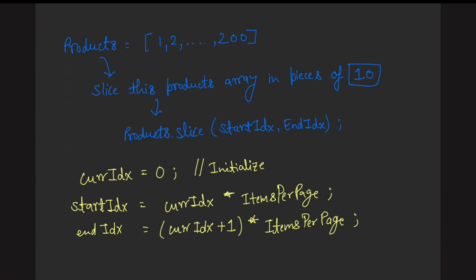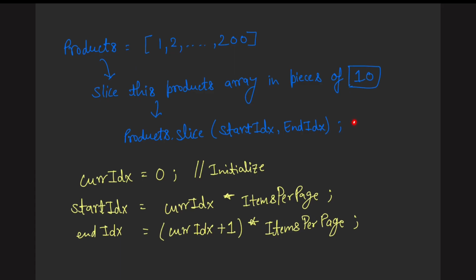Now let's look at the core logic of the problem. Let's say we have this products array, with around 200 elements, or 200 products. For the chunking part, we can do slicing. We can slice this products array in pieces of 10, so on one page we will show a maximum of 10 items only. In JavaScript we can do products.slice, give the start index and the end index of this array, and the slice method will slice up those 10 products for us.